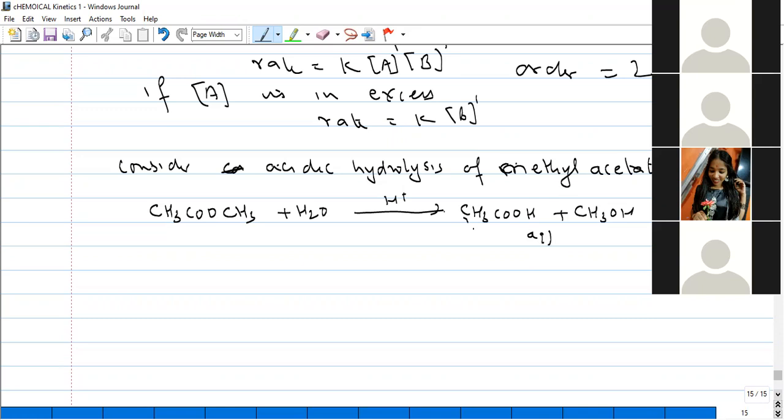This is aqueous. This is liquid. This is aqueous.